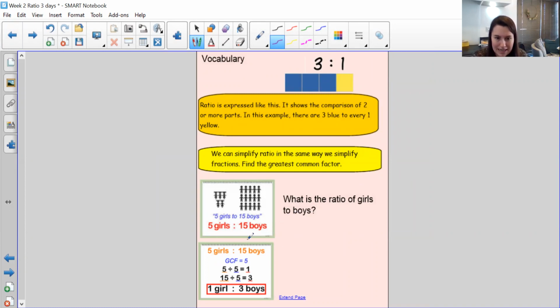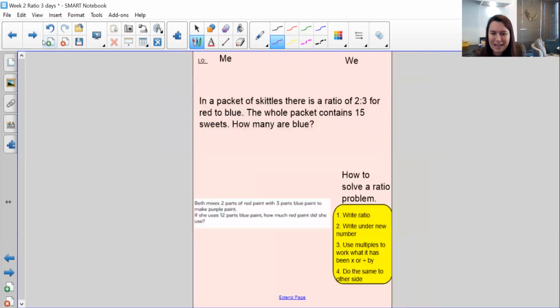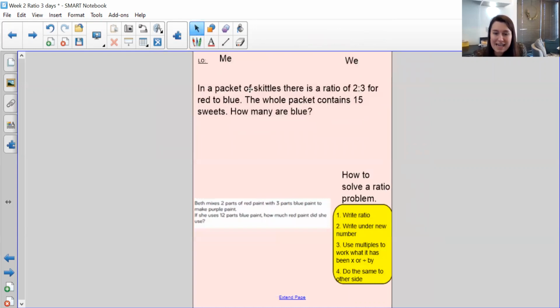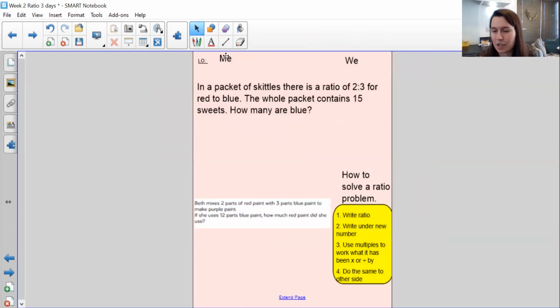So as you can see here, there was a ratio of 5 to 15. Both sides were divided by 5 to finally get us the ratio of 1 girl to 3 boys. That is the simplest ratio in its simplest form. So those are the bits of vocabulary you learned last week. So let's get back into it then. Today, you have done questions similar to this before, but today I really want to revise the use of ratio in word problems.